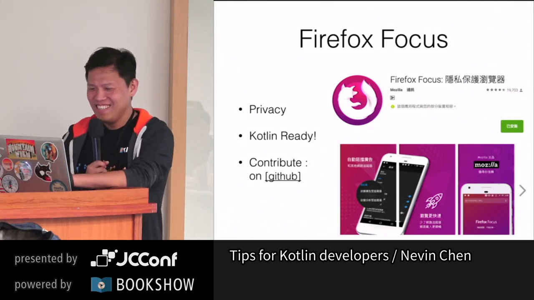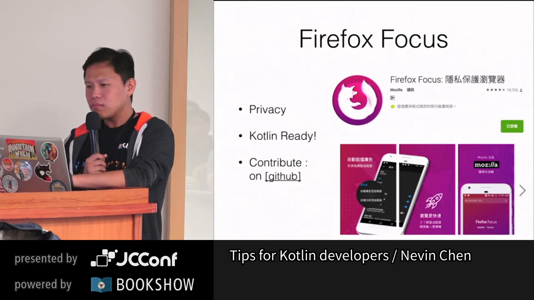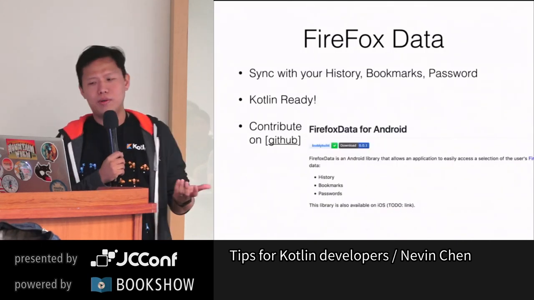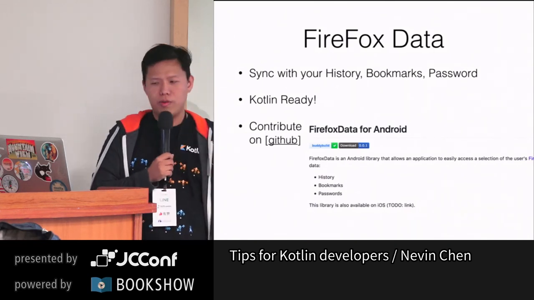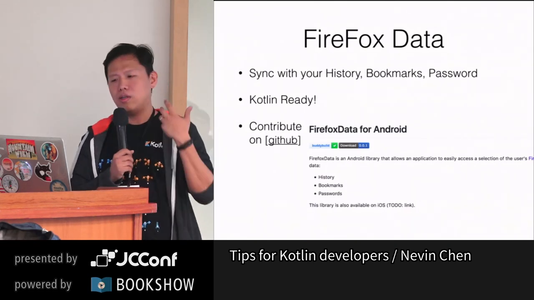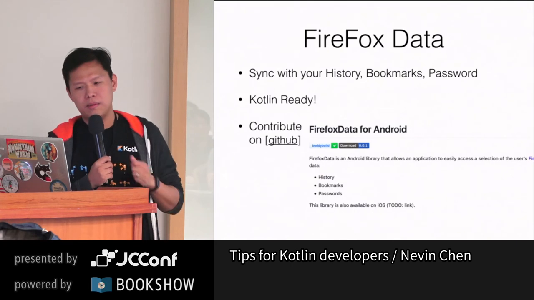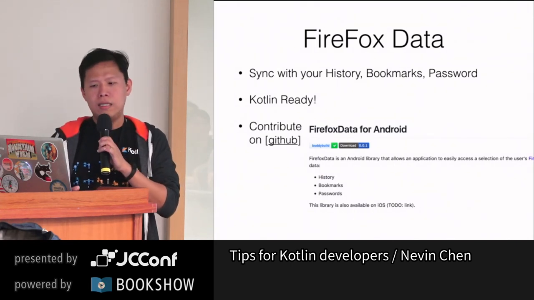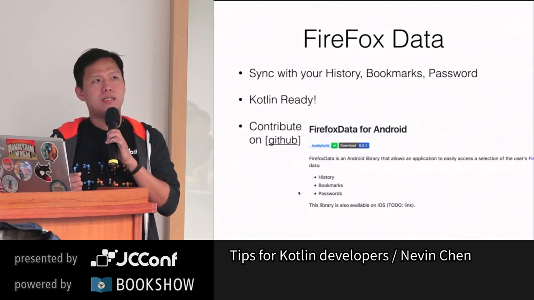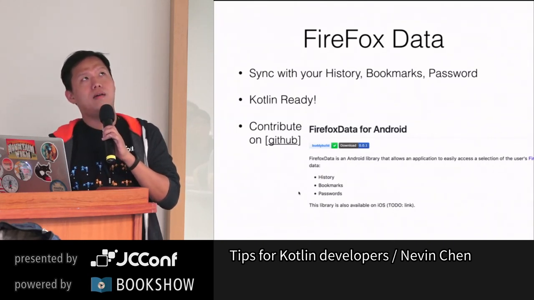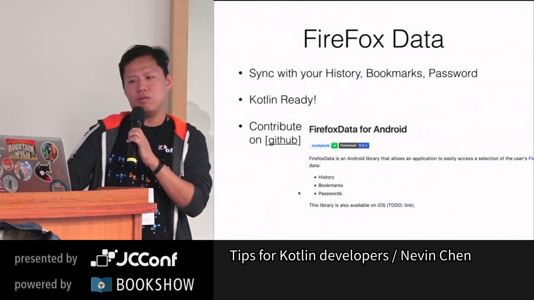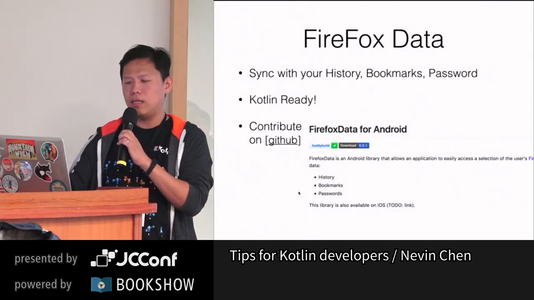Welcome. This is my colleague's project. And Firefox Data, it's a Java library that, if you have a Firefox account, gives you your history, bookmarks, and passwords. And this is also Kotlin ready, has some Kotlin tests in it. And I just added a pull request with the first Kotlin sample. But it's also Kotlin ready, so you can contribute on GitHub.